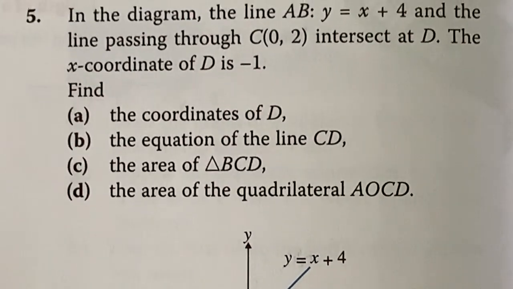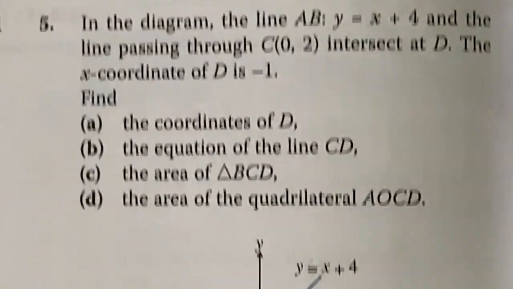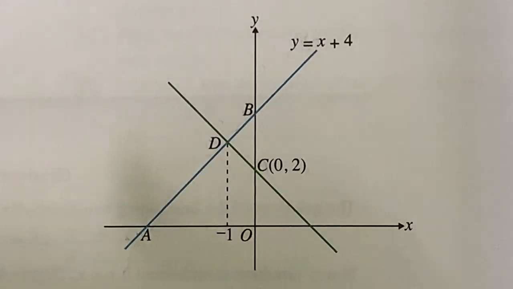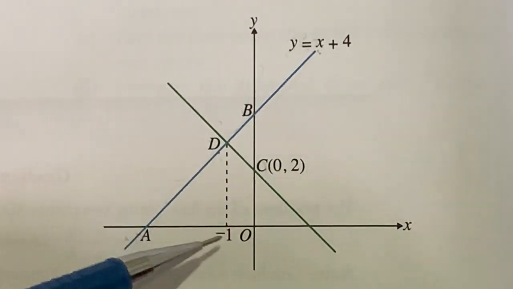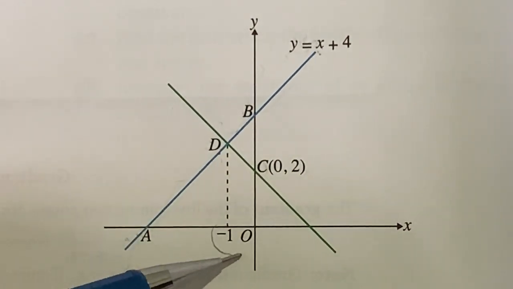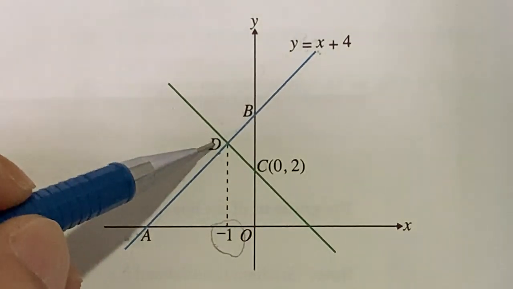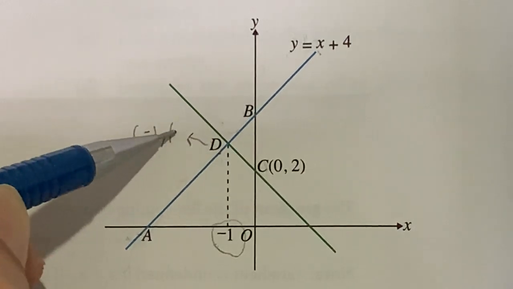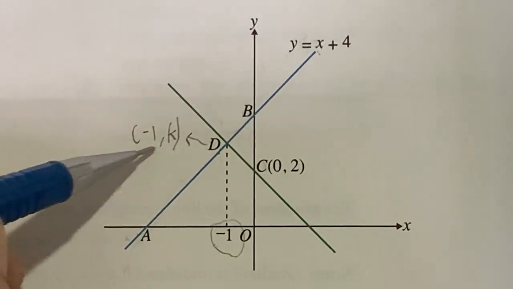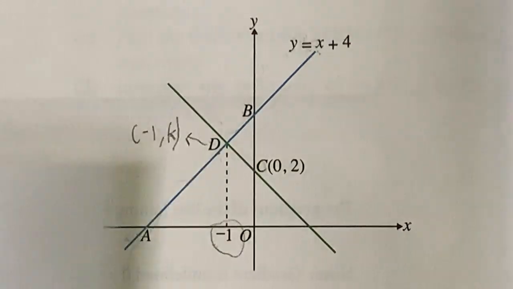So let's move on to the question. To find the coordinates of D, you can substitute these coordinates of D into the x plus 4 to get the actual coordinates. The x coordinate of D is already given, it is -1. So this D here will have -1 comma something. This something I'm putting as k, and then I'll substitute -1 comma k into the line y equals x plus 4.